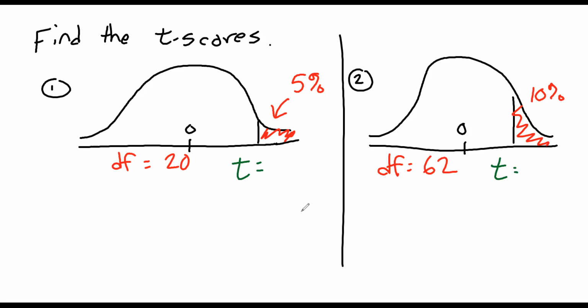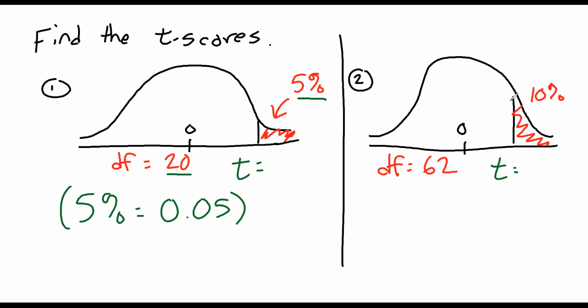All right, I'm going to assume that you paused the video, or you're just waiting for me to answer. Let's go look at the T-chart and find our answers. For the first one, we need 5% in the right tail and 20 degrees of freedom. Keep in mind that when you're looking up the area of the tail, you always think about it as a decimal. So at some level, you need to think that 5% as a decimal is 0.05.